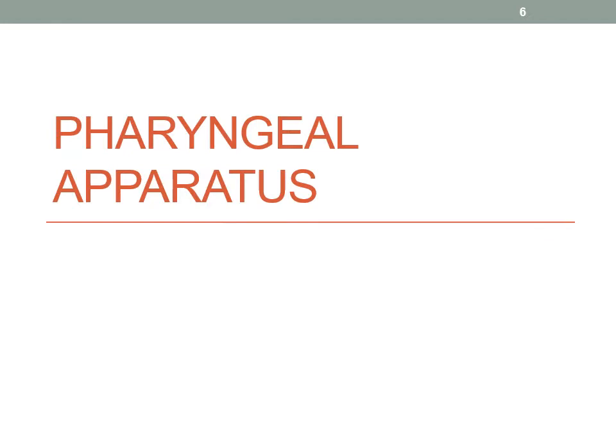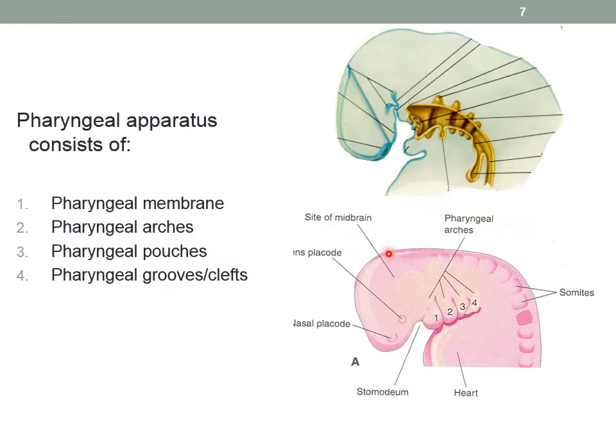Now let's move into a new topic, which is the pharyngeal apparatus. The pharyngeal apparatus consists of the pharyngeal membrane, the pharyngeal arches, the pharyngeal pouches, and pharyngeal grooves and clefts. This is the lateral view of the embryo, and you see here the stomodeum, which in the future gives rise to the mouth, and then we have 1, 2, 3. These are the pharyngeal arches.